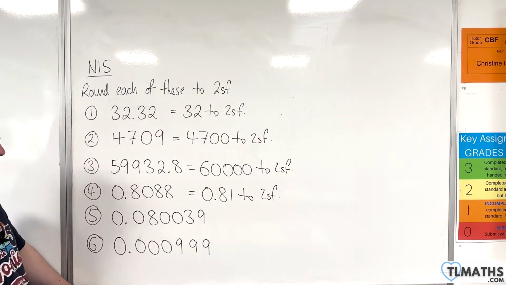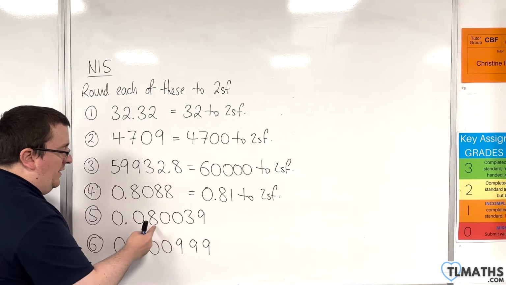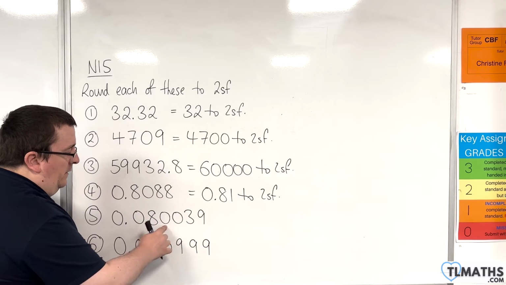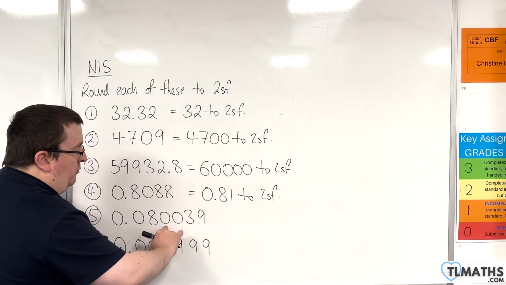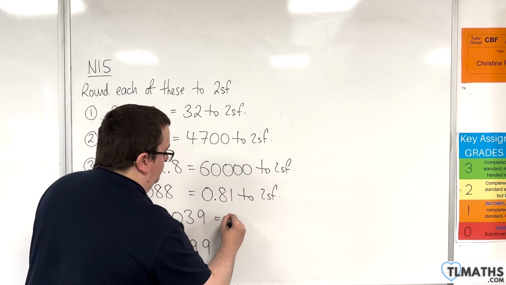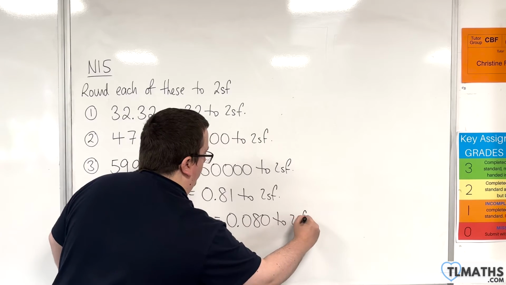Okay. Number 5, the first non-zero position is the 8, so that's the first significant figure position. So this is the second one. The number to the right is less than 5, so we round this down, and so this is 0.080 to two significant figures.